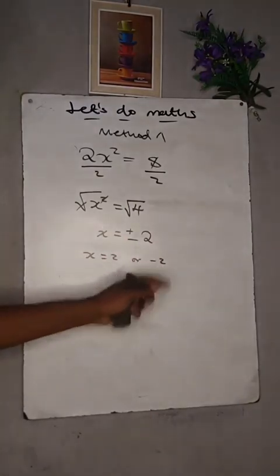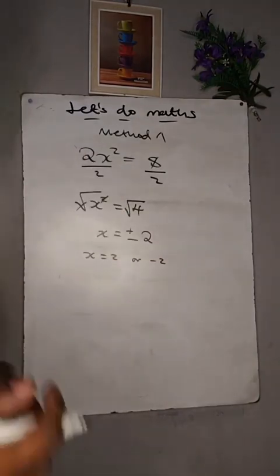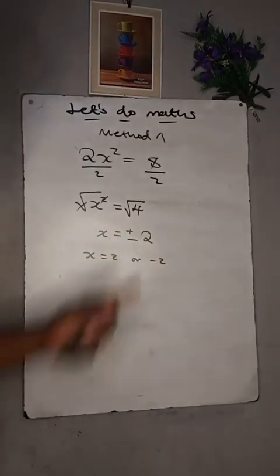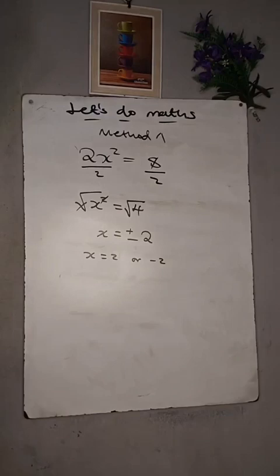Why am I getting 2 values? Because this is a quadratic equation. It's not a linear equation. Only a linear equation will give you 1 value of x, but now it's a quadratic, so you need to have 2 values of x.